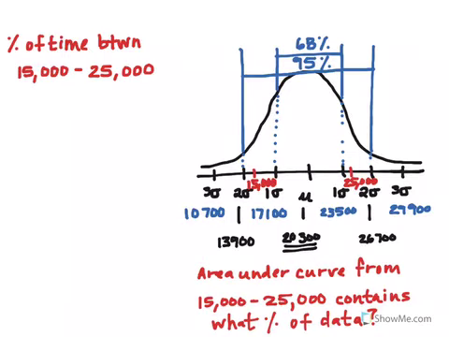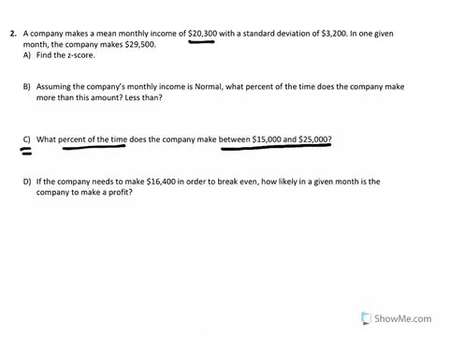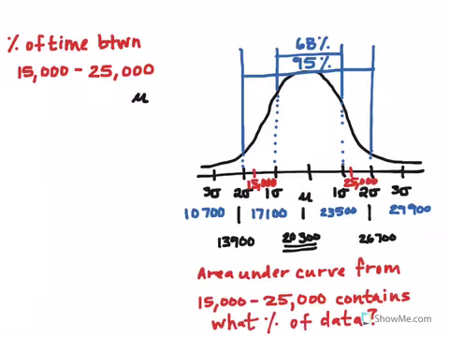20,300, and we know from our first video, we remember 20,300 is our mu, and our standard deviation of 3,200. And we're going to use that to answer this question. So let's label this 20,300, and then our standard deviation is 3,200. So the question is, well, what percent of the time is it between 15,000 and 25,000?